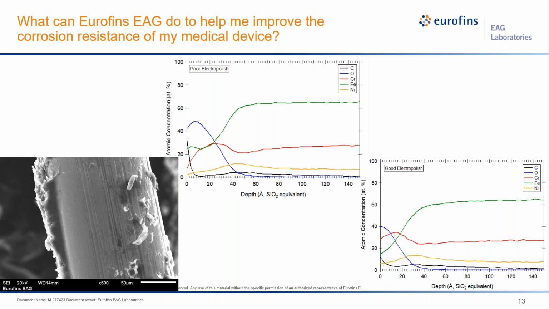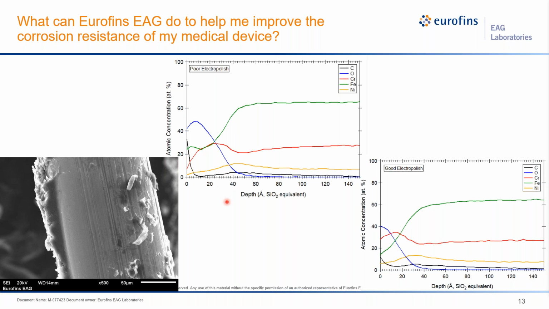Additionally, failure analysis can be performed on the medical device to determine what is causing the premature failure and corrosion, and subsequently provide information and recommendations to mitigate or minimize the failure and corrosion. Additional testing can be performed after changes have been made per the recommendation to ensure the failure and corrosion is minimized and improved. So going back to the Auger technique, we have a poor electropolish here.